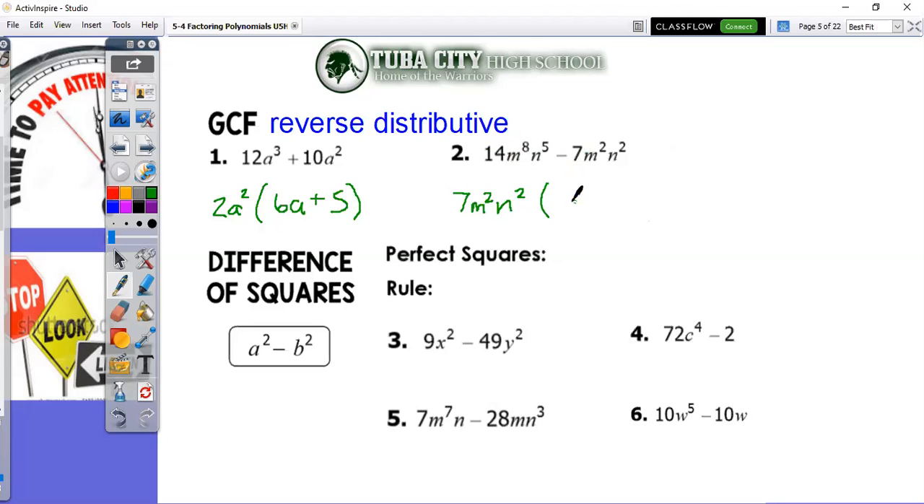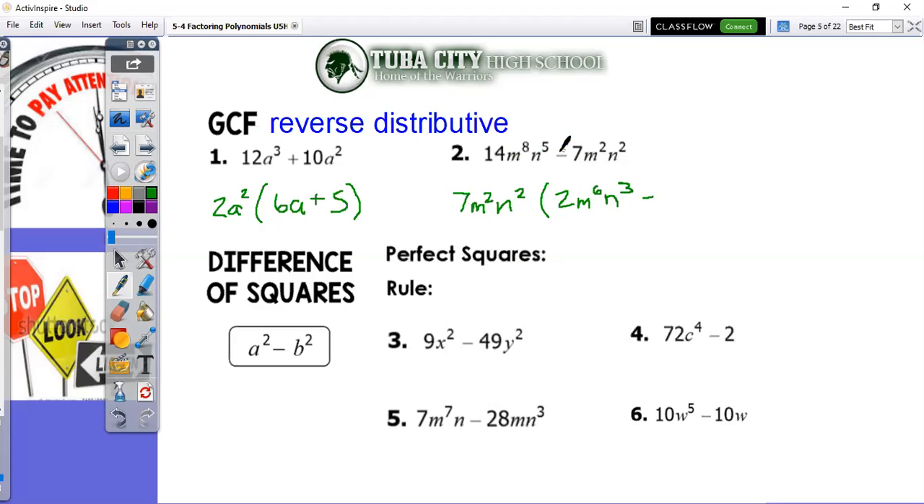So 14 divided by 7 is 2. And let's see, we had 8 m's and we took 2 away. So remember, this is the property where if it says you should divide them, then you subtract them. So 8 minus 2 is 6. 5 minus 2, that's going to be 3.